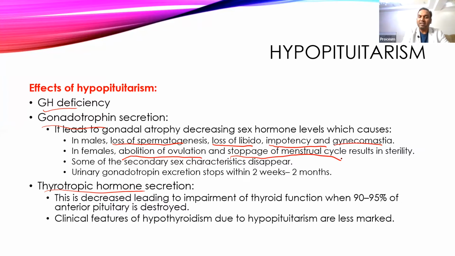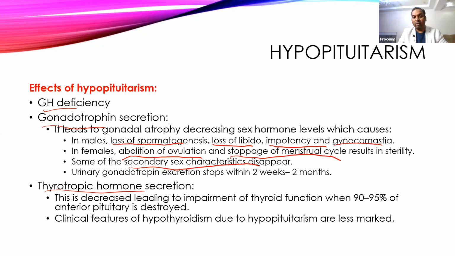Apart from this, secondary sexual characters will also disappear because there is no sex hormone, no steroid, no estrogen, no progesterone. And after 2 weeks to 2 months, we will not see any gonadotropin hormones in the urine also. So urine excretion will also be stopped.